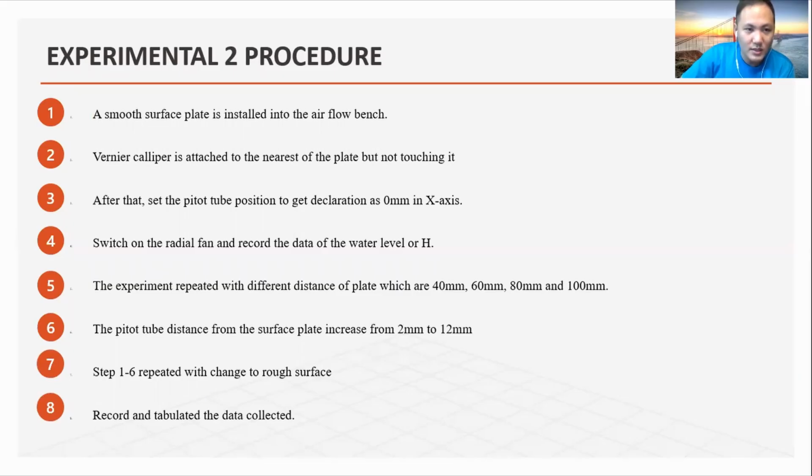Coming on to the second experiment, the first step is a smooth surface plate is installed into the flow flange. A Vernier caliper is attached near the plate but not touching it. After that, the pitot tube position is set to 0 mm on the x-axis. Switch on the radial fans and record the data of water level. The experiment is repeated with different plate distances, which are 40 mm, 60 mm, 80 mm, and 100 mm. The pitot tube distance from the surface plate is increased from 2 mm to 12 mm.